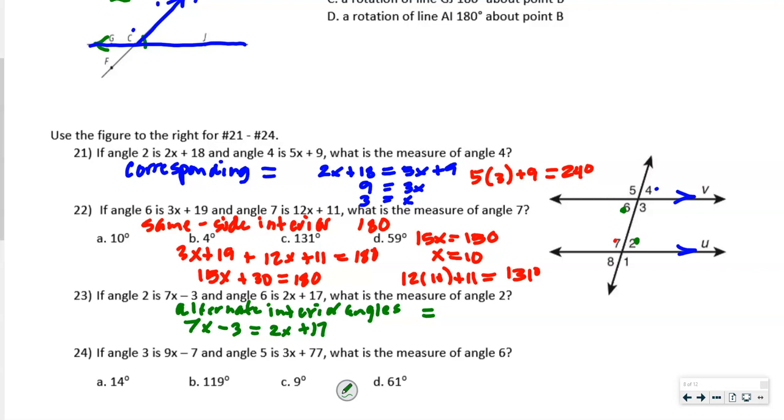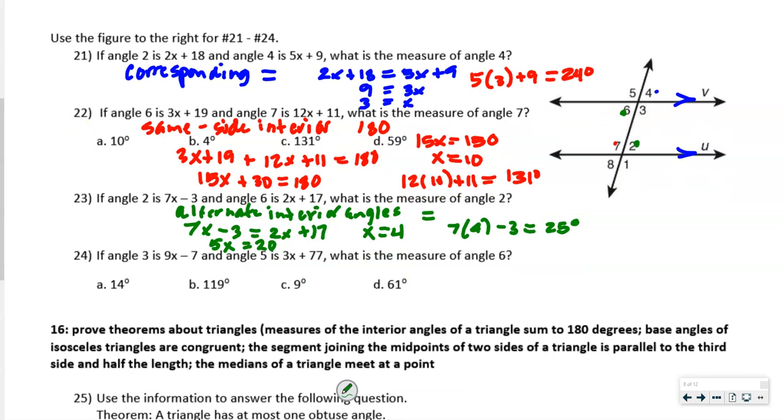I'm going to subtract the 2x from both sides. That's going to give me 5x here. I'm going to add the 3 to both sides. That's going to give me 20. And 5 goes into 20 4 times. So x is equal to 4. And this time it's asking us for a measure of angle 2. So we're going to go 7 times 4. That's 28 minus 3. So this one is 25 degrees.